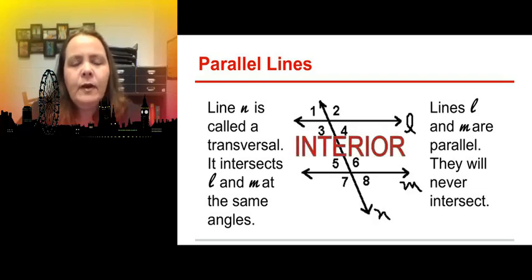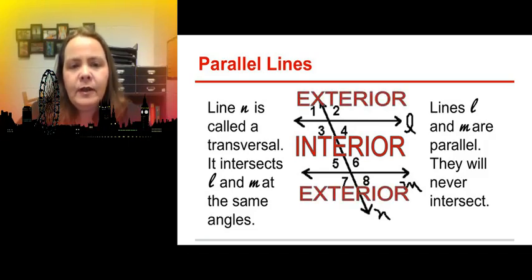First of all, we also have the interior of L and M, so the space between L and M where angles 3, 4, 5, and 6 are formed. Those are called interior angles because they're in between the two parallel lines. And then we have the exterior, which are angles 1, 2, 7, and 8, because they are outside the parallel lines.